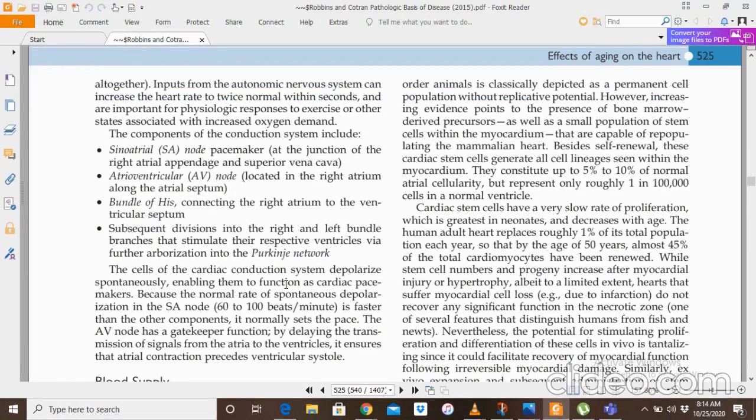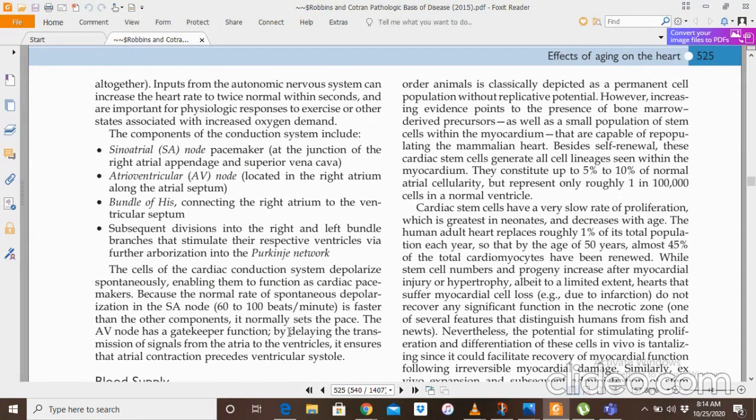The cells of the conduction system depolarize spontaneously, enabling them to function as cardiac pacemakers. Because the normal rate of spontaneous depolarization in the SA node, 60 to 100 beats per minute, is faster than other components, it normally sets the pace. Why is the SA node the physiologic pacemaker? Because its normal rate of depolarization is faster than the AV node, bundle of His, and bundle branches. So it is the normal pacemaker of the heart.